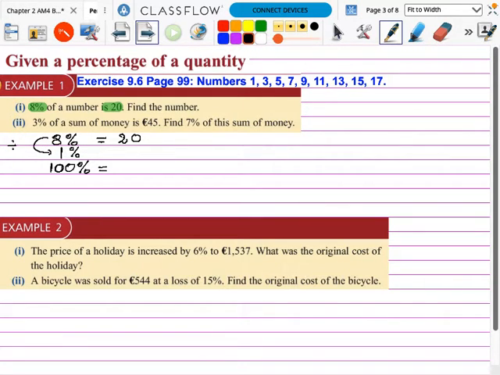How do we get from 8 to 1? We divide by 8. Now, we want to build from 1 to 100. Is it multiplication or is it division? Pause the video and think. And it is multiplication, because when we multiply 1 by 100, we get 100. Now, you should know the system by now in mathematics. Whatever you do to one side, you must do to the other. So we are going to divide by 8. We are then going to multiply by 100.